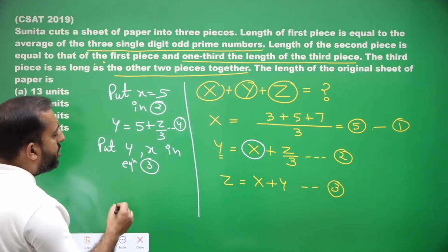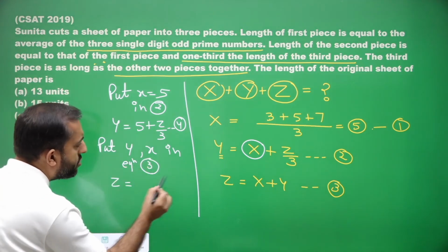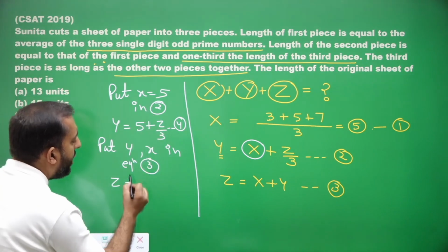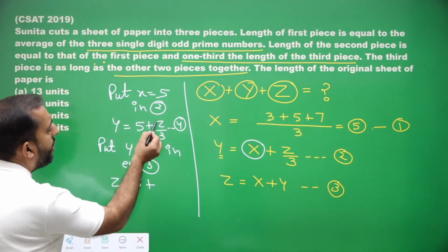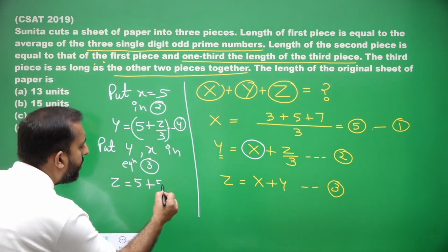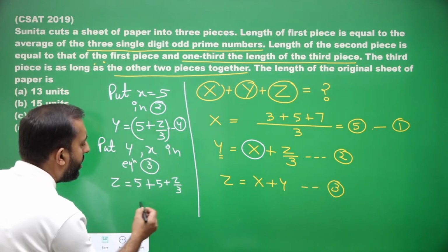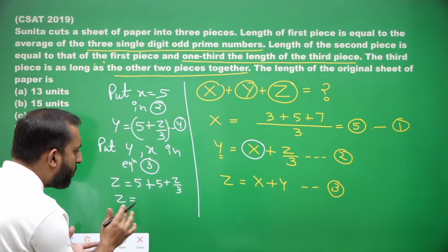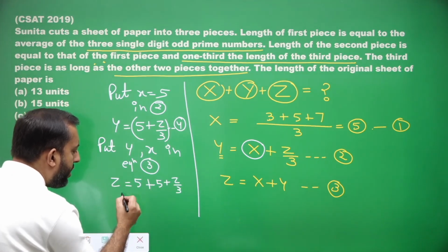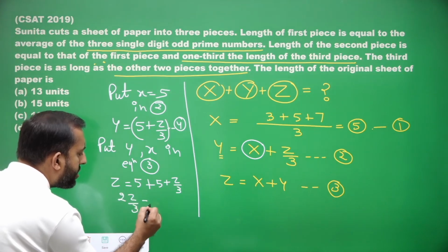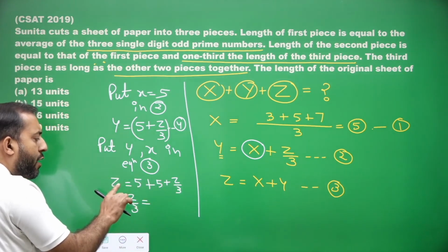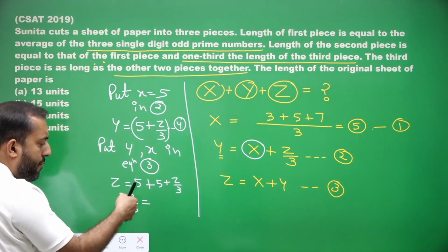If we do that, Z is equal to the value of X, which is 5, plus the value of Y, which is Z by 3. So 5 plus Z by 3. Now Z from here comes out to be equal to what? If we solve this, it is 2Z upon 3, because this Z by 3 on the other side will get subtracted from Z, which gives us 2Z by 3.